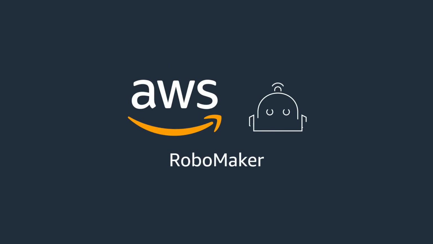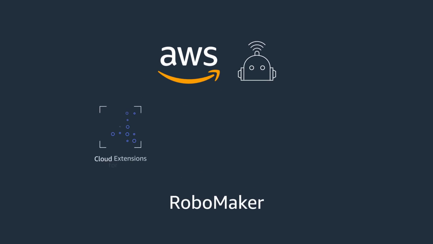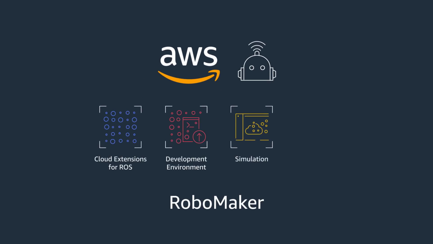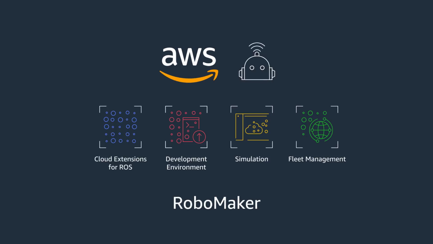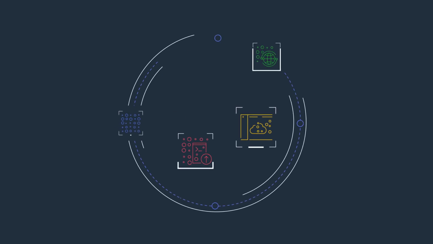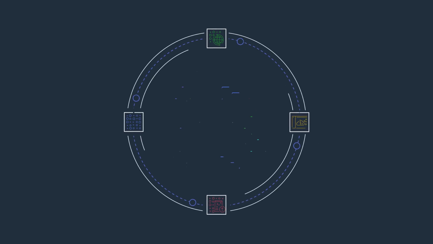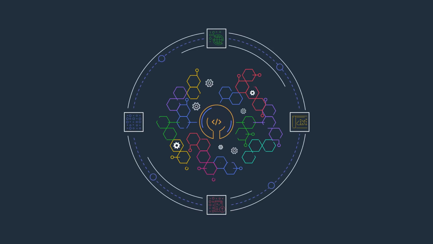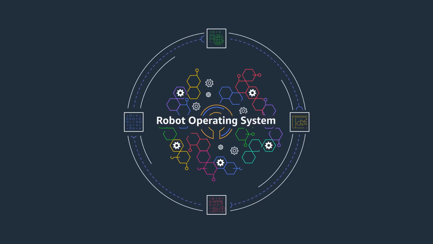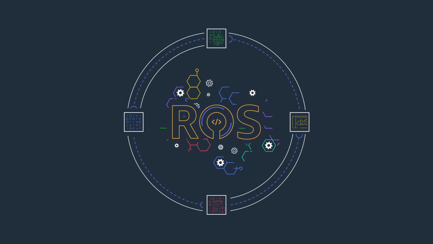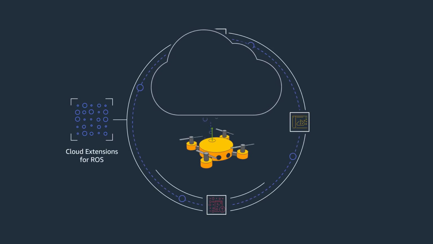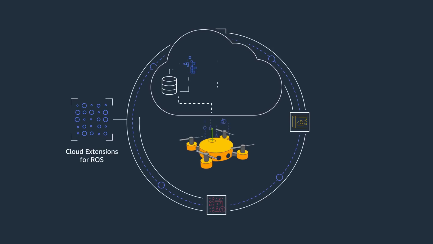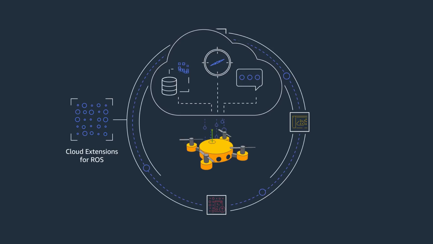AWS RoboMaker is here to solve these problems with integrated software and services to speed up the development of robotics applications and make it far easier to build intelligent functions into your applications using cloud services. RoboMaker extends the most widely used open-source robotics software framework, Robot Operating System, or ROS, with connectivity to cloud services to enable a robot to stream data, navigate, communicate, comprehend, and learn.